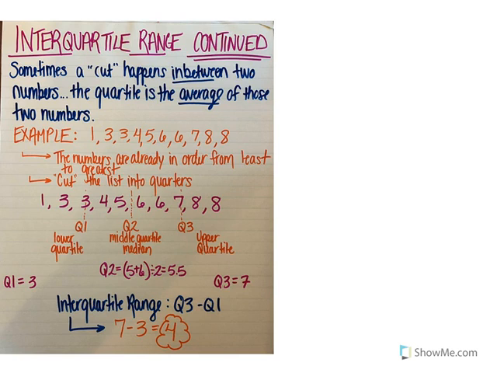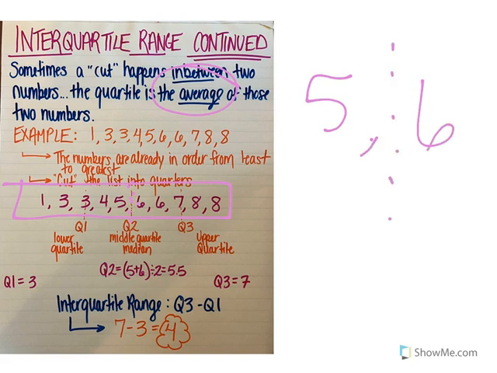Remember that we will not always have a number directly in the middle of a data set, just like we learned when we were finding the median for the first time. Sometimes a cut happens in between two numbers, and the quartile is the average or the mean of those two numbers. So looking at this example, if we're looking at this data set here, the median or quartile 2 is going to fall between 5 and 6.